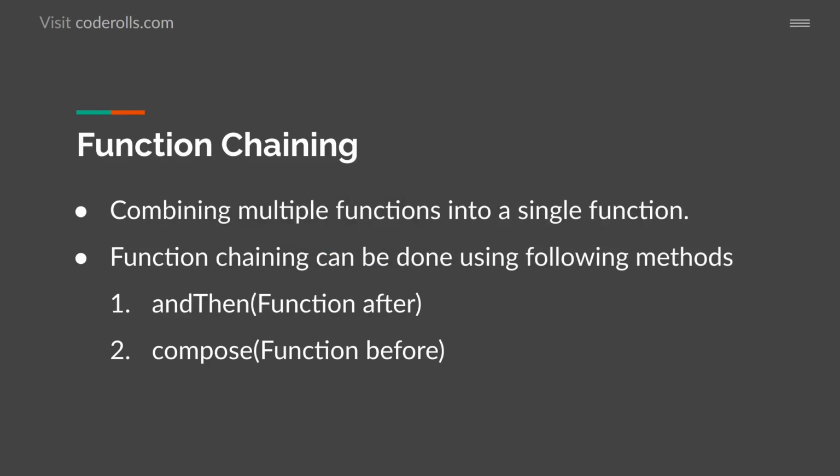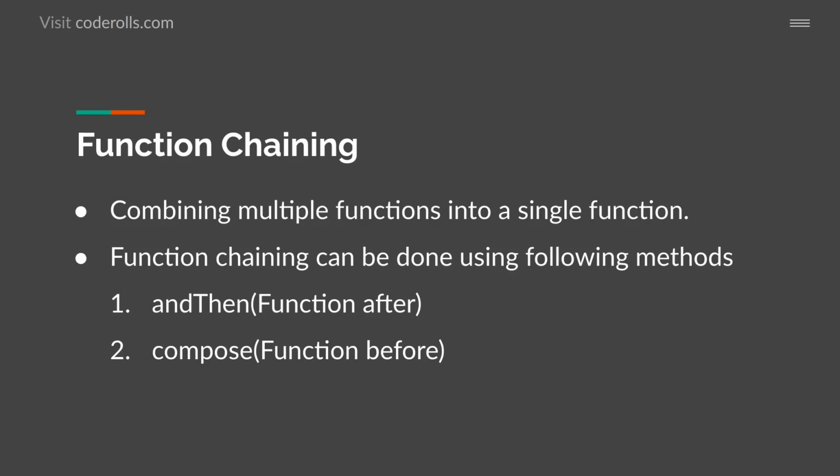Hey, welcome back. In the previous video, we have seen Function. Function is a predefined functional interface. It accepts one argument and produces the result of any type. In this video, we will be seeing function chaining. Now, what does function chaining mean? It means combining multiple functions into a single one.